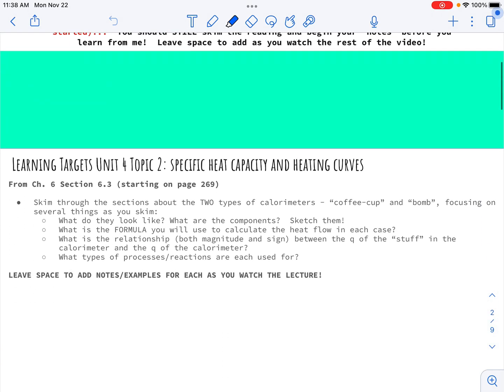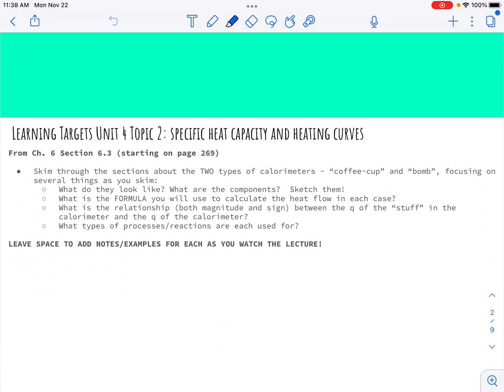So the first thing you're going to want to do, if you haven't already, would be to stop the video and do the learning targets. These are pretty short and quick, so make some good comparisons between coffee cup calorimeters and bomb calorimeters, and the formulas you use and the similarities and differences, but then make sure that you leave lots of space for notes and examples, and we'll come look at them again together. So pause the video if you still need to, and come back when you're finished.